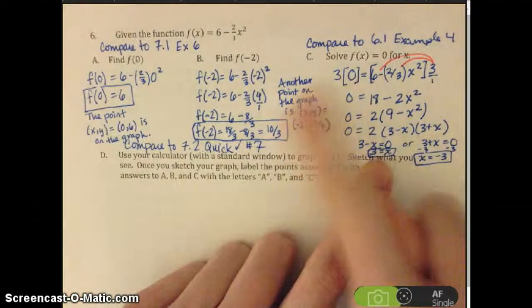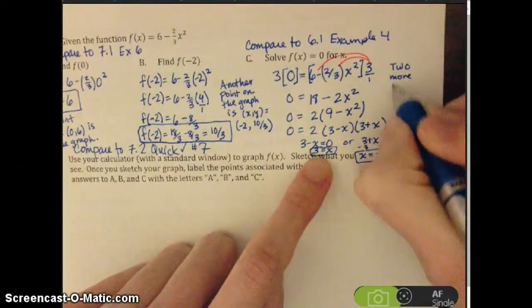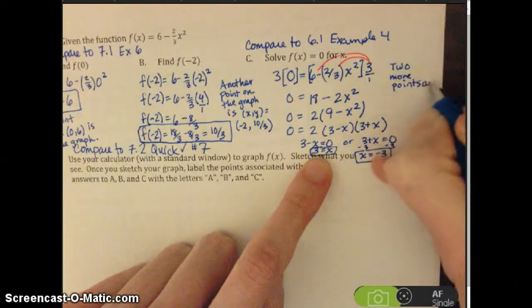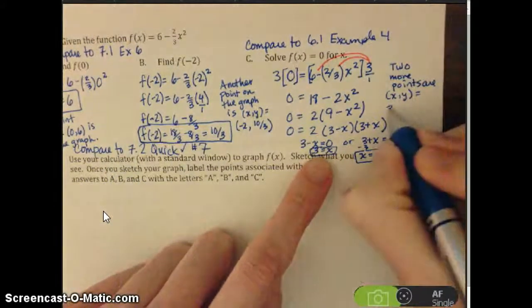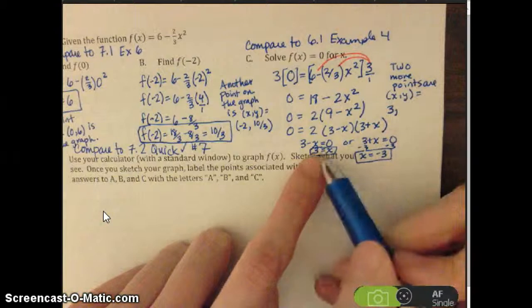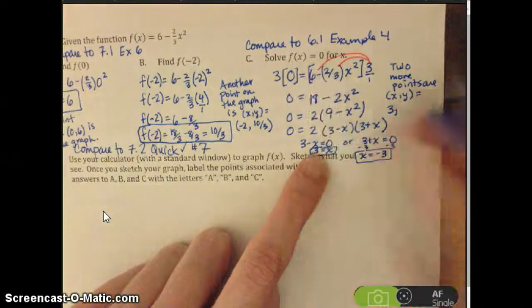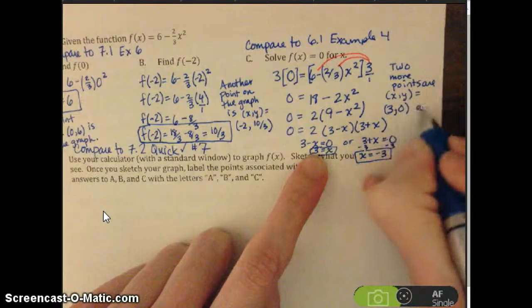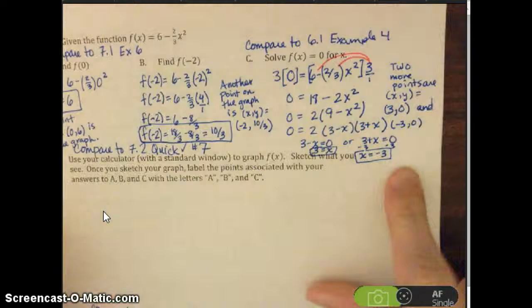Okay, and then again, how I was kind of thinking ahead about points on my graph. Let me just make another note. 2 more points are, my ordered pair always lists the x first. So 3, and I started out saying f of x equals 0. F of x is a synonym for y. So 3, 0, and negative 3, 0 are also points on this graph.